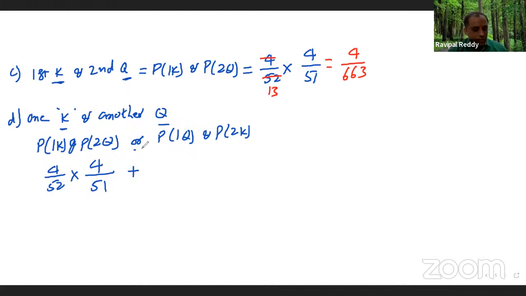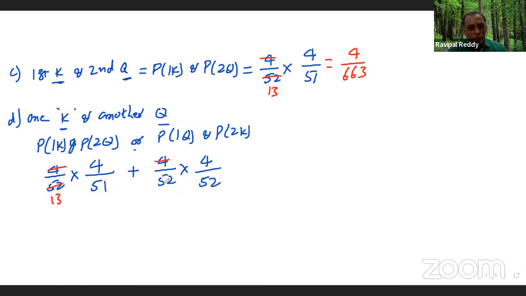Probability of first card queen. How many queens are there? 4 queens, so 4 by 52, into kings. 4 kings are there. First we take one queen, but kings, 4 kings are there, but the total number of cards in the pack is 51 only. Now simplify the value. 4 ones 4, 4 13s 52.